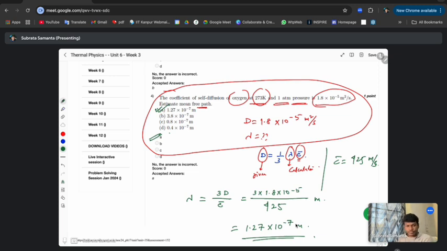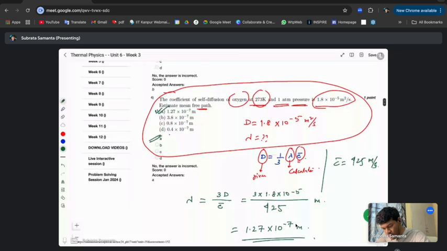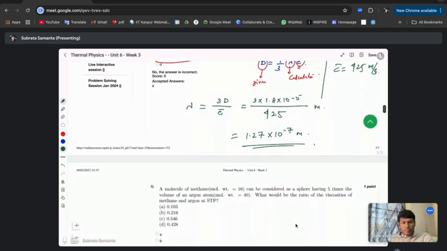Okay, is there any question or any doubts? This is a very simple problem. On the left hand side D is given, and C bar we just calculated in the previous problem. Okay, if not, then I will move to the next question.